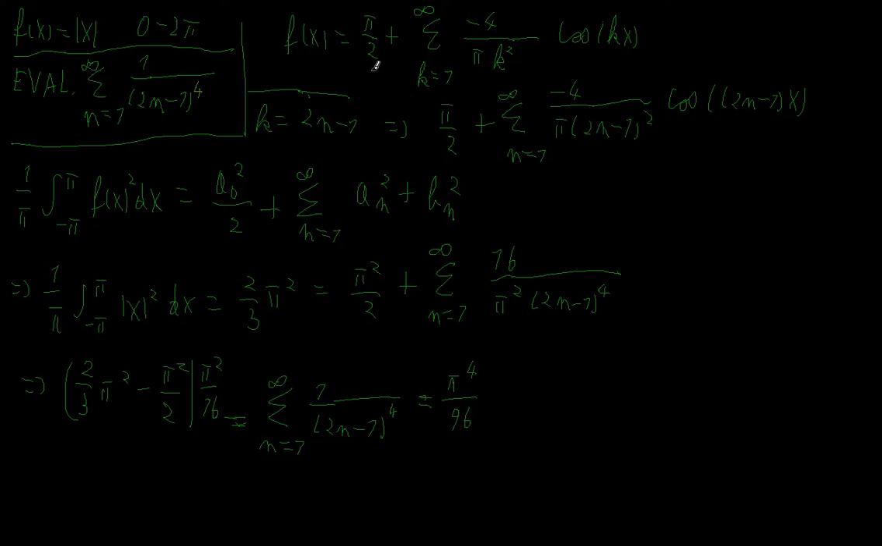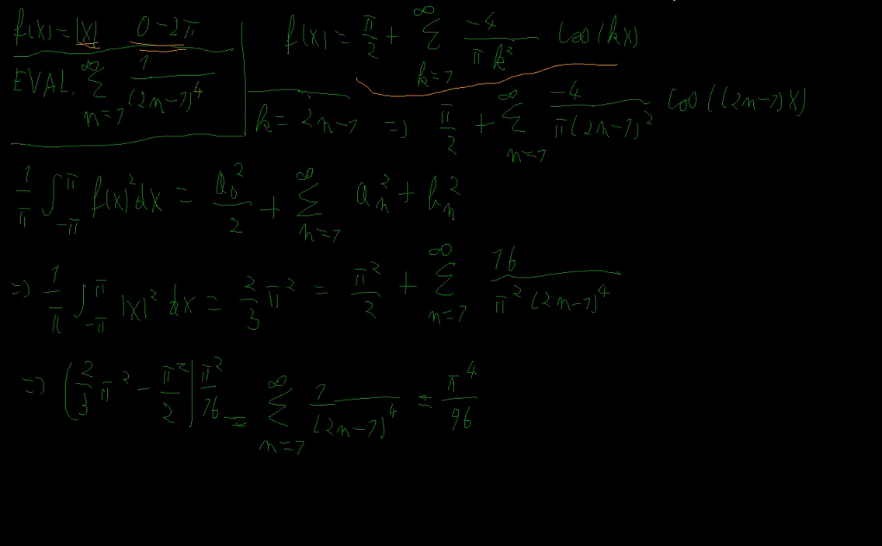So I have the following Fourier series representation of the function f of x, which is equal to the absolute value of x between 0 and 2 pi, and that is a 2 pi periodic function. So if I calculate the Fourier series representation of that function, I get pi over 2 plus the sum from k is equal to 1 to infinity of minus 4 over pi times k squared times cosine of kx.